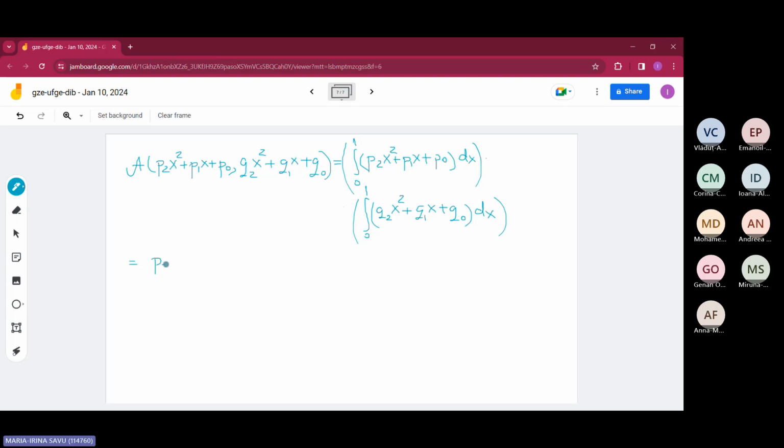Okay, so this is P2 times 1 over 3, right? Plus P1 times, this is x squared over 2, which is 1 over 2 if you replace x by 1 and 0, plus P0 times the same.